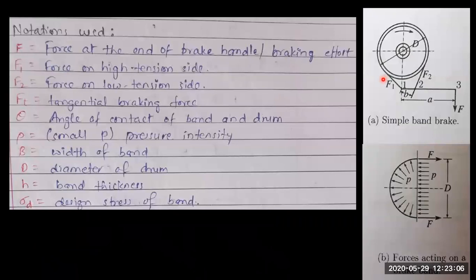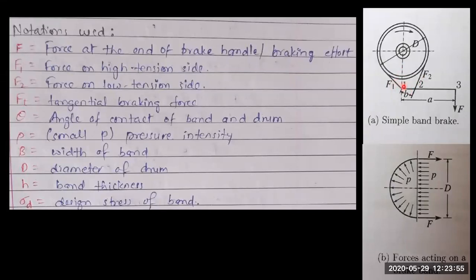The notations used and the figures which you see on the right are taken from your data handbook. So F is the force on the right side end of the lever. This point usually will be pivoted, and on the opposite end, whatever effort you need to put on the lever so that you have the braking action, that is force F. And F1 will be the force on the tight side, or you can say tension on the tight side. Just like belts, tension on tight side and slack side. F1 and F2, and Ft is tangential, towards you, that is away from the screen.